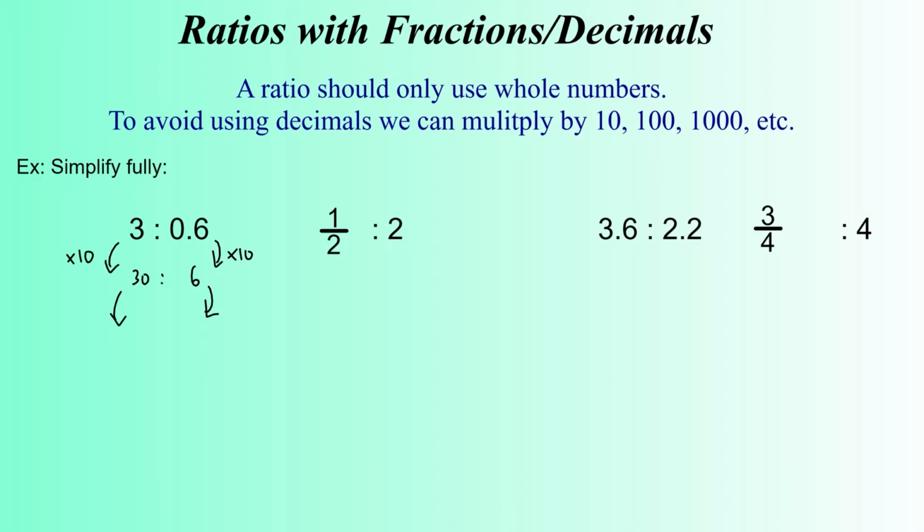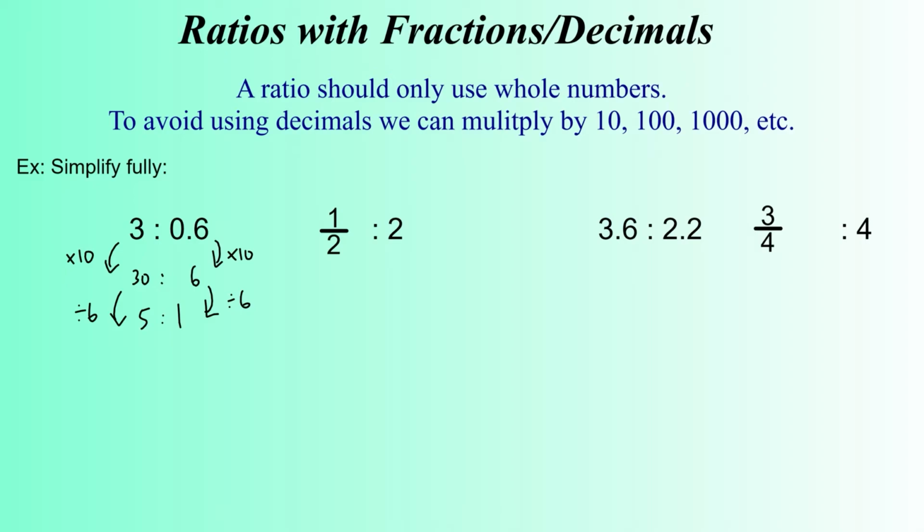So just what we were doing in the previous page. We scaled up first to make the numbers easier to deal with, and then we're going to scale back down. So we're going to divide by 6, divide by 6. How many 6s go into 30? How many 6s go into 6? 1. So you've got a 5 to 1 ratio.